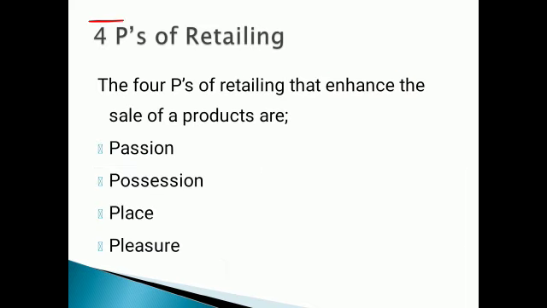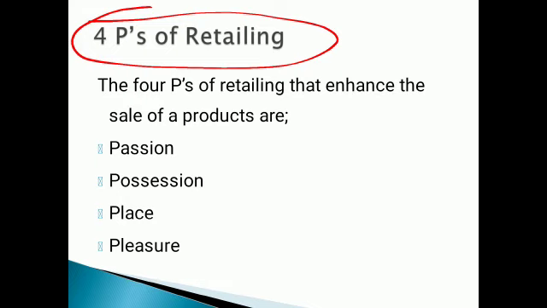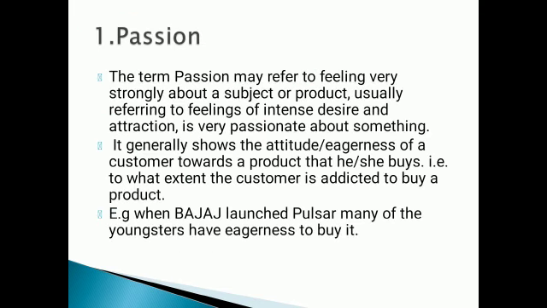Then the 4 P's of retailing. Now what are the 4 P's? Here, one is fashion, second one is possession, third one is place and fourth one is pleasure. Now what is fashion? The term fashion may refer to feeling very strongly about a subject or product, usually referring to feelings of intense desire and attraction, being very passionate about something. It generally shows the attitude, eagerness of a customer towards a product that he or she buys. That is, to what extent the customer is addicted to buying a product.